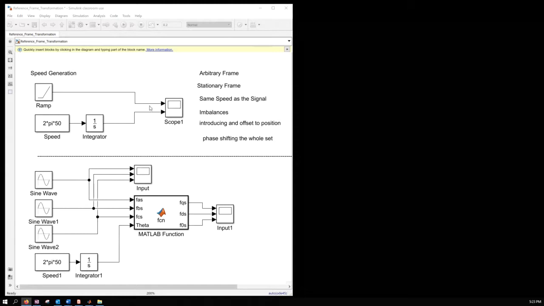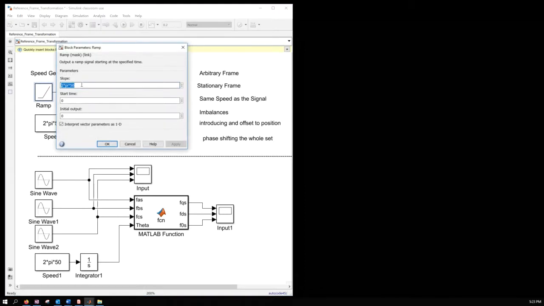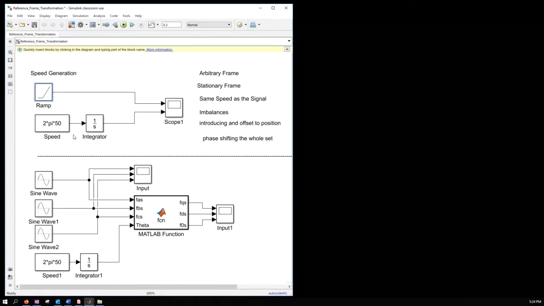Still recording now. I want to show you a couple of different ways we can establish or generate a position signal, and both ways are valid. First one is using a ramp. Ramp basically sets the zero speed. It sets the slope for the signal, and then it's going to generate a ramp. The alternate method is to set a speed and then integrate that with an integrator, and you can obtain position.